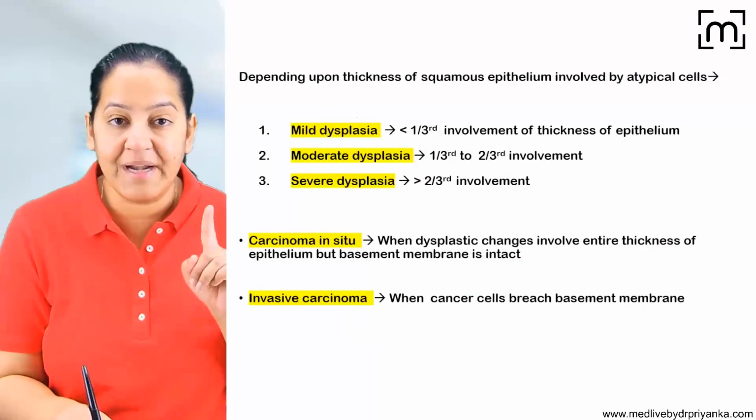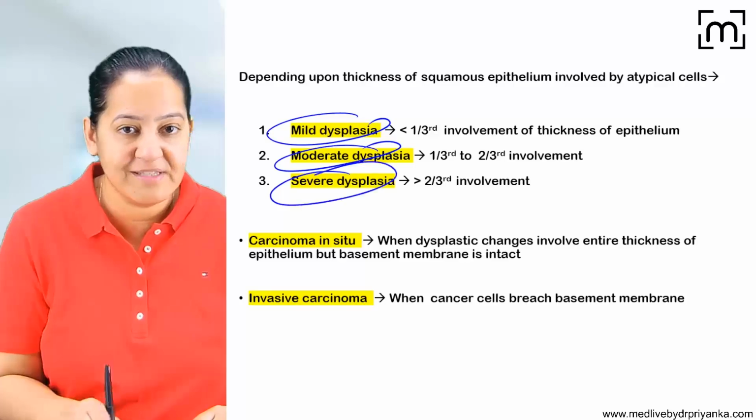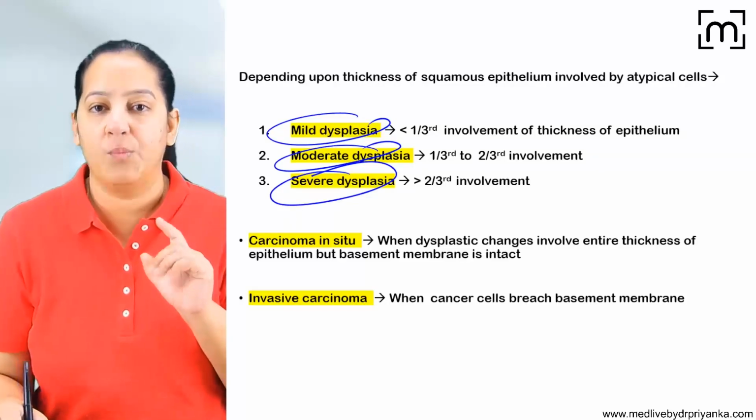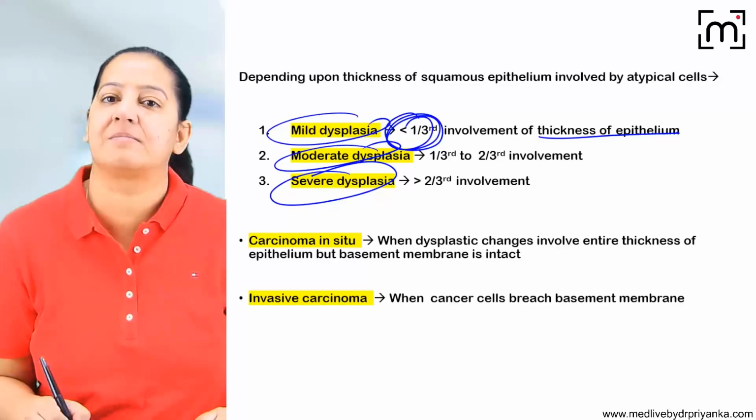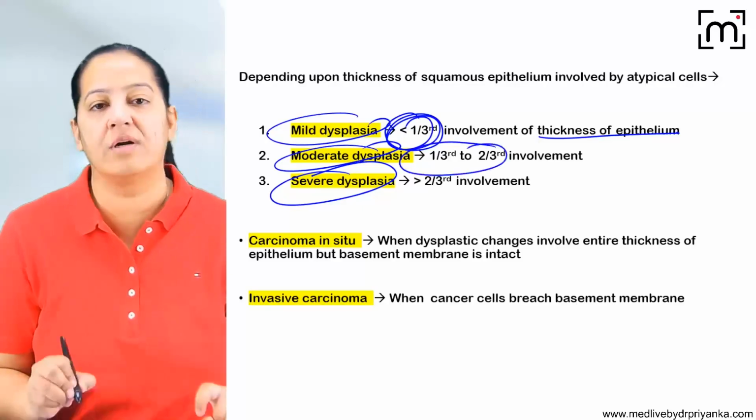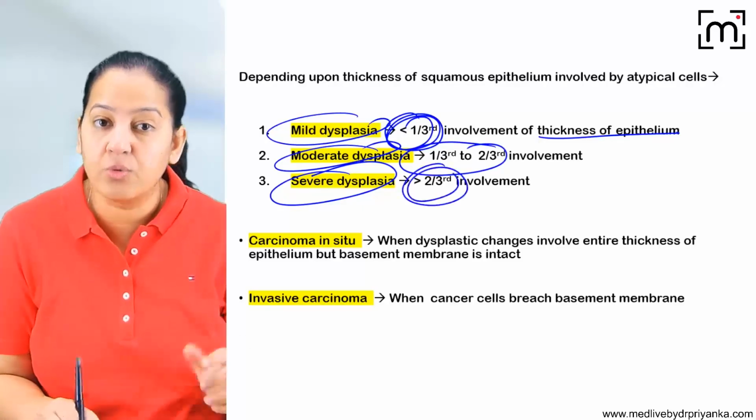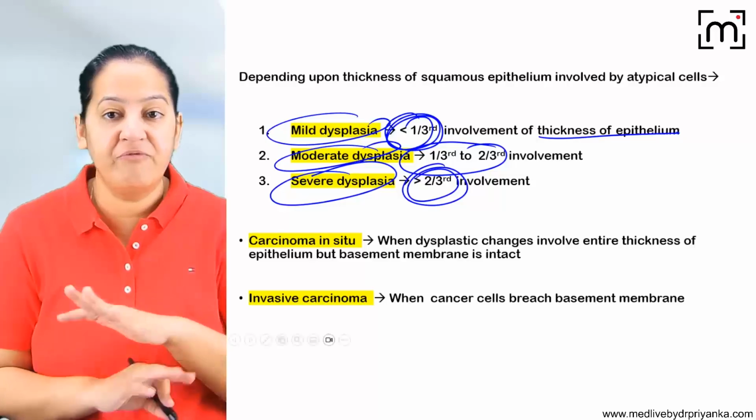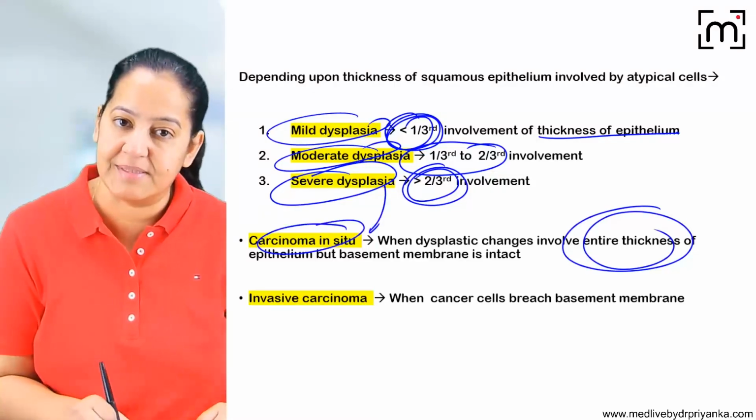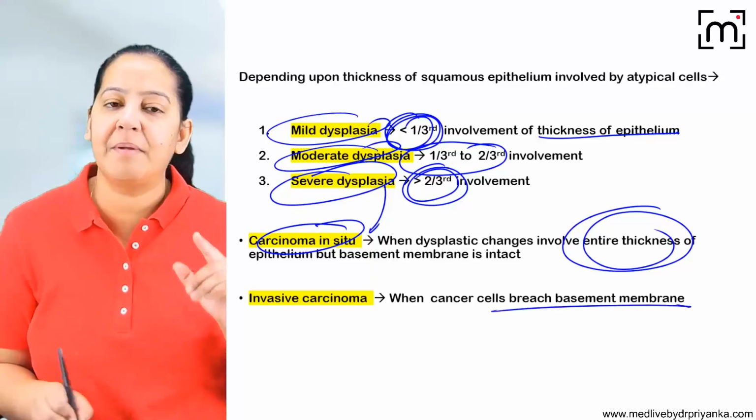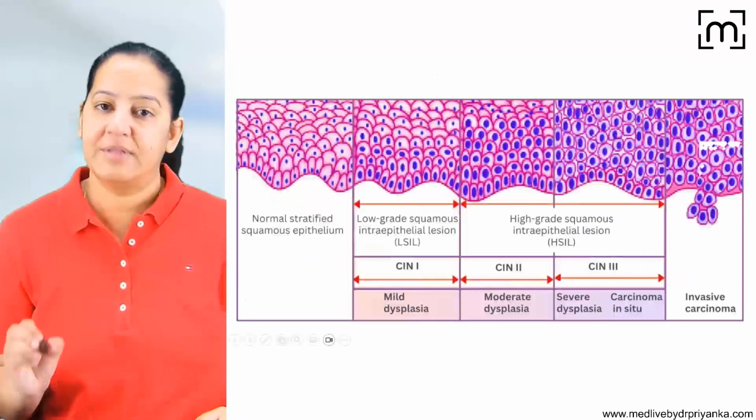So you tell me what is mild dysplasia, what is moderate dysplasia, what is severe dysplasia? Mild dysplasia means when out of the total thickness, less than 1/3 is dysplastic. Moderate is 1/3 to 2/3 dysplastic. And severe is more than 2/3 dysplastic. Sometimes when it becomes full thickness, entire thickness dysplasia, severe dysplasia converts into carcinoma in situ. And when there is a breach in the basement membrane, it will convert to carcinoma. So that is the meaning.